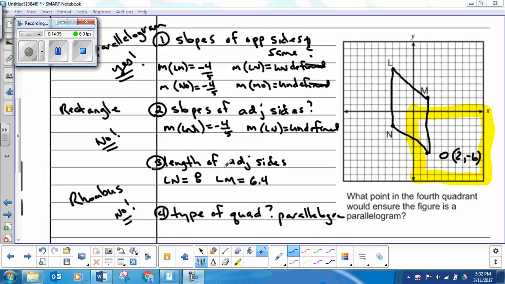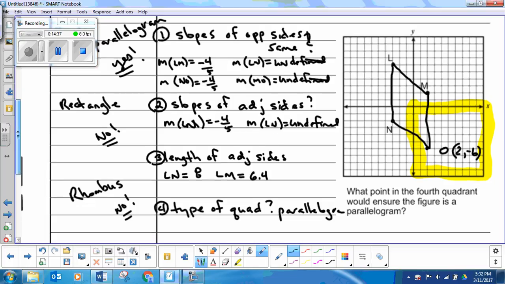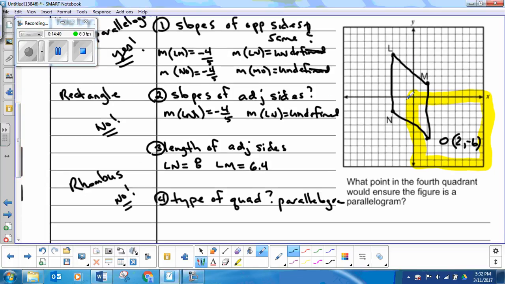All right, and you should have gotten the fact that the opposite slopes are the same. Going from L to M, I did the same thing from N to O using the slope of -4/5. Came up with a point O in the fourth quadrant at 2, -6. So this would be the point that gets us a parallelogram.